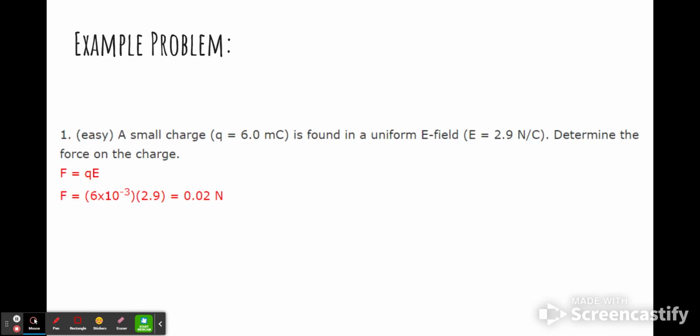So this is an example problem. A small charge, the charge is 6 millicoulombs, is found in a uniform electric field, whose electric field strength is 2.9 newtons per coulomb. Determine the force on the charge. First you have to convert the millicoulombs, and you get 6 times 10 to the negative third. Then you multiply that by the electric field strength, and you get 0.02 newtons as the answer.